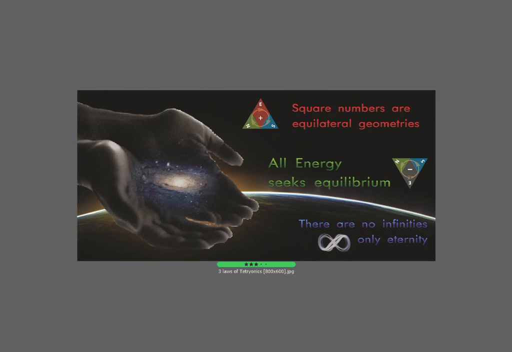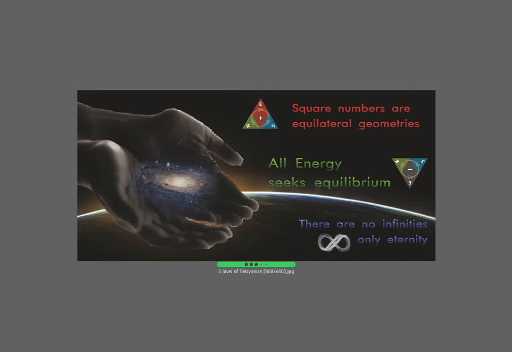Tetrionics has three foundational laws to its geometry. The first one being obviously that square numbers in physics are in fact equilateral geometries or are derived from equilateral geometries. In the case of Planck's constant, the quantum of energy, mass and momentum, the square number is directly related to the equilateral geometry that gives rise to the angular momentum in Planck's constant.